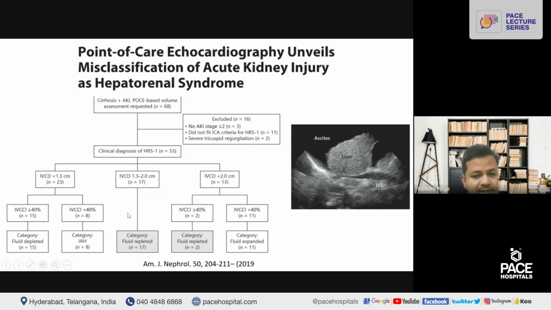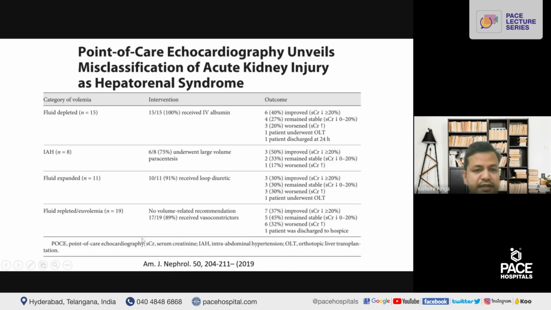If the IVC diameter is between 1.3 to 2 centimeter, they categorized it as fluid depleted. And if the diameter is more than 2 centimeter and collapsibility is in the normal range of more than 40%, they categorized it as fluid depleted. If it is less than 40%, they categorized it as fluid expanded. So based on this categorization, they did an intervention categorization.